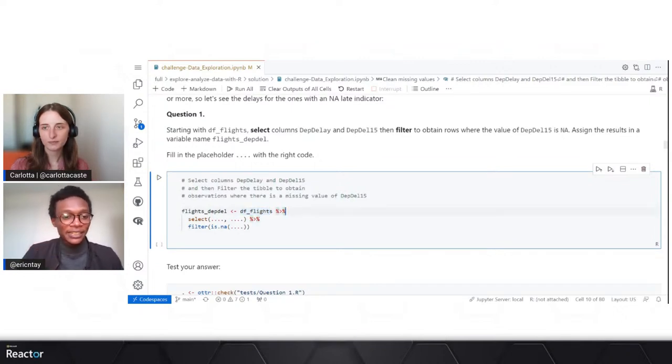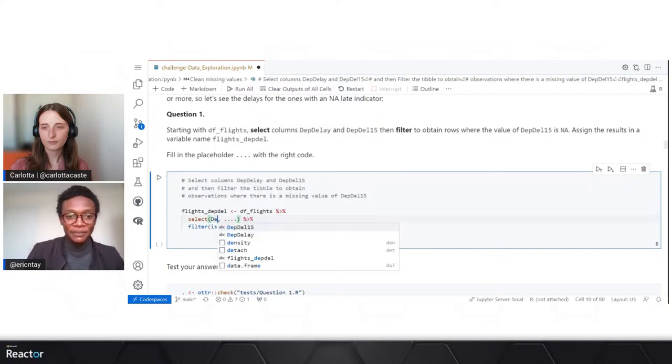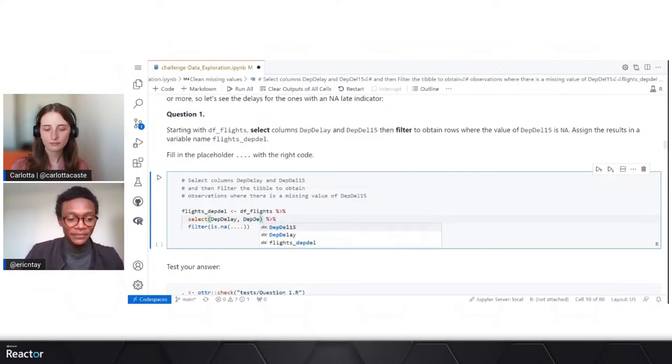So start with the flights data, and then we want to select some particular columns. These columns are dep_delay and dep_del_15. So that's one part of the question done. You've selected columns dep_delay and dep_delay_15. And then we want to filter for rows where there is a missing value, is.na, in our dep_del_15.